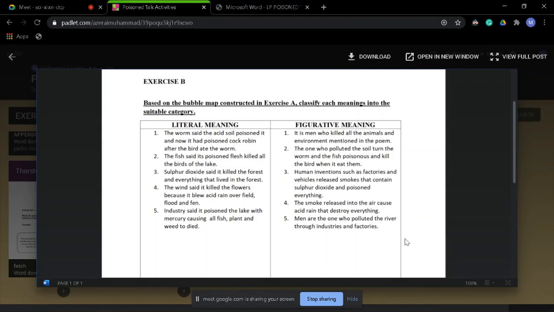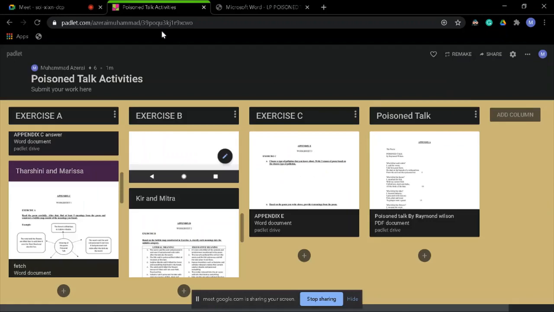Good. The fourth one, the wind said it killed the flowers because it blew acid rain over field, flood, and fan. The figurative meaning is the smoke released into the air caused acid rain that destroy everything. Very good. And the last one, industry said it poisoned the lake with mercury, causing all fish, plant, and weed to die. The figurative meaning is men are the one who polluted the river through industries and factories. Okay, good.